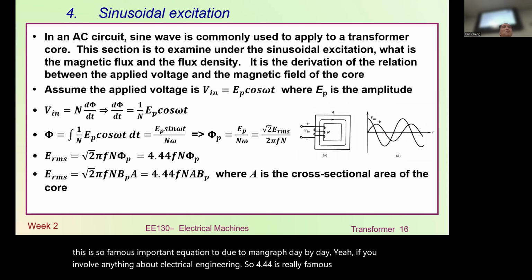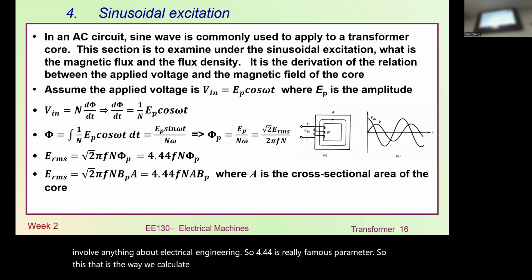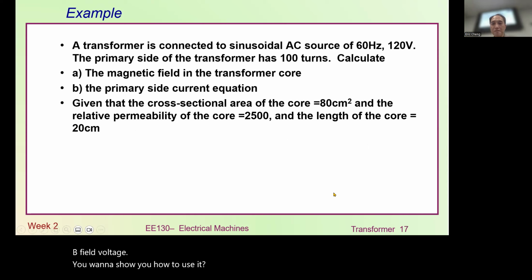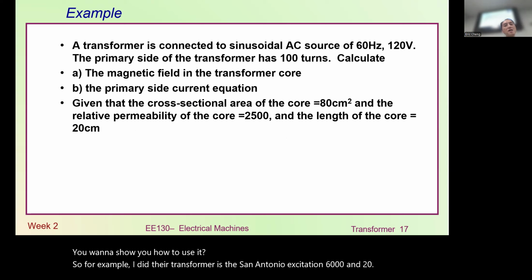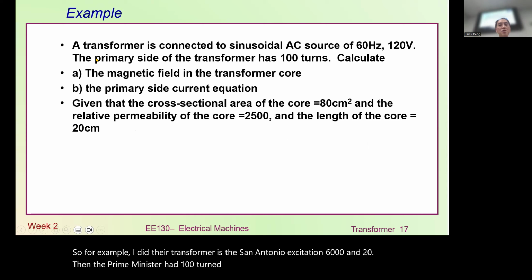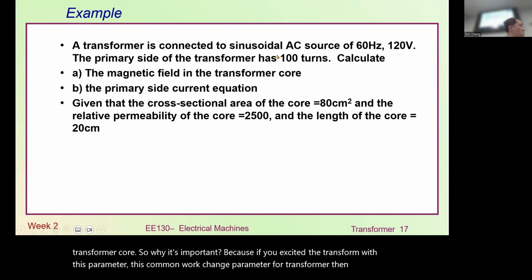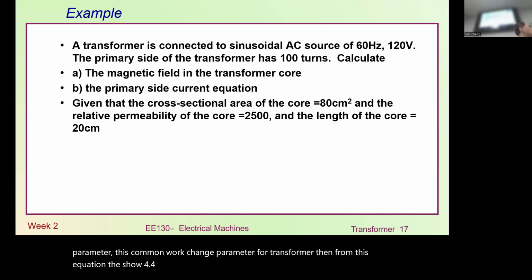That is the way we calculate the B field in transformer design, to see what kind of B field, what kind of voltage. I'll show you how to use it. For example, a transformer has sinusoidal excitation, 60 Hz, 120 volt, and the primary side has 100 turns. Calculate the magnetic flux in the transformer core. Why is this important? Because if you excite the transformer with this common voltage parameter, then from the 4.44 equation you can calculate the magnetic flux density inside the core.